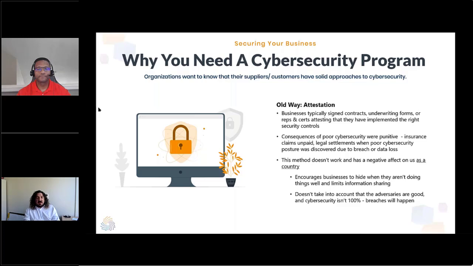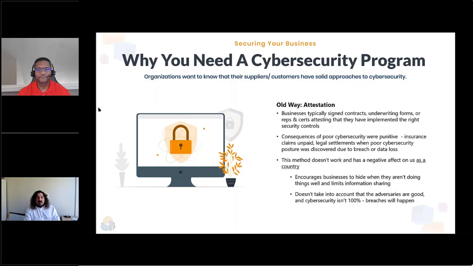And the consequences of having a problem were all punitive, right? If it turned out that you didn't do the right things, your insurance claims didn't get paid, you had to have a legal settlement. When poor cybersecurity posture was discovered, when you had a breach, when you had a data loss, it's not a good approach, right? It doesn't work. And it doesn't work for a couple of reasons, not the least of which is that it's a whole lot easier to attest to something than it is to be assessed, right? Assessment drives a standard of what it really takes to provide an effective way to meet controls.